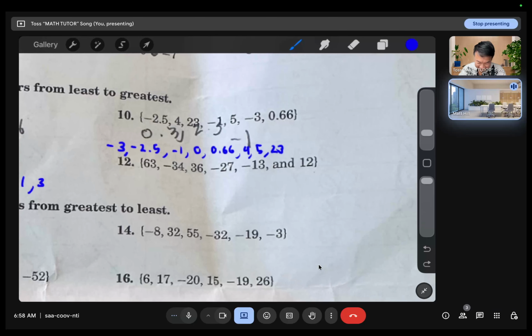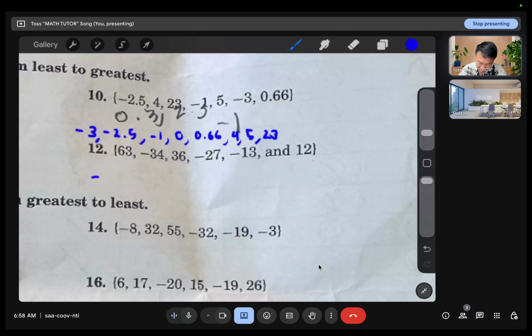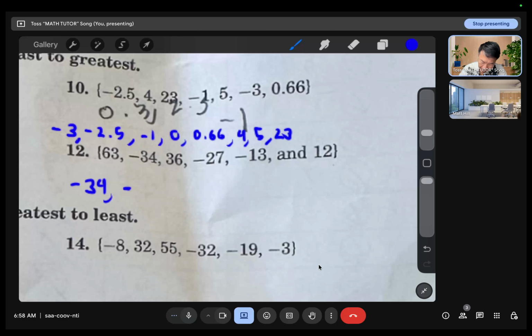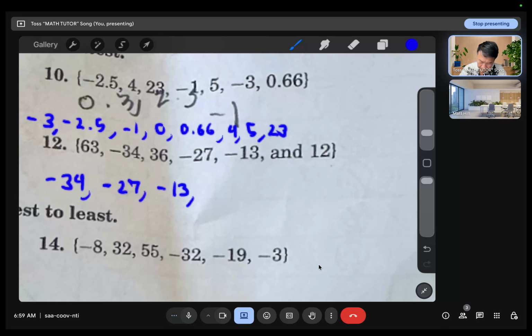Negative 34 looks good. Further away, then from negative 0. Then negative 30. Negative 27, yes. And then negative 13. Right.